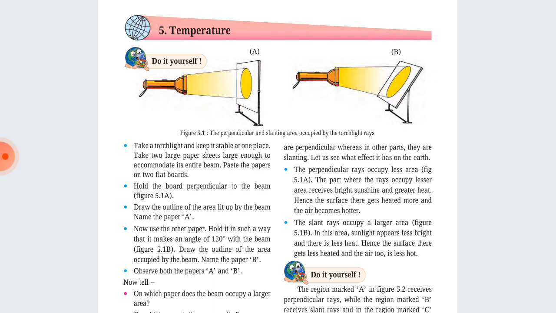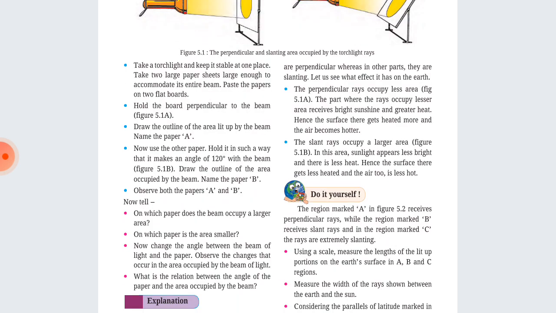Hold it in such a way that it makes an angle of 120 degrees with the beam. Draw the outline of the area occupied by the beam. Name the paper B. Observe both the paper A and B. Now tell on which paper does the beam occupy a larger area? On which paper is this area smaller?